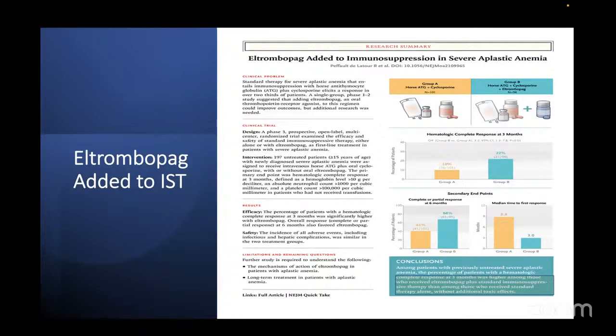So this is an original NEJM article where they have mentioned how the Eltrombopag addition led to phenomenal differences between the complete response rate at 6 months and median time to first progression. And the hematological complete responses at 3 months also had a 50% difference between the Eltrombopag exposed and Eltrombopag naive patients.